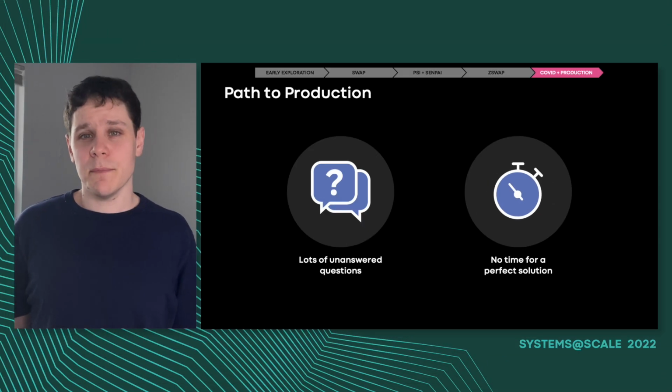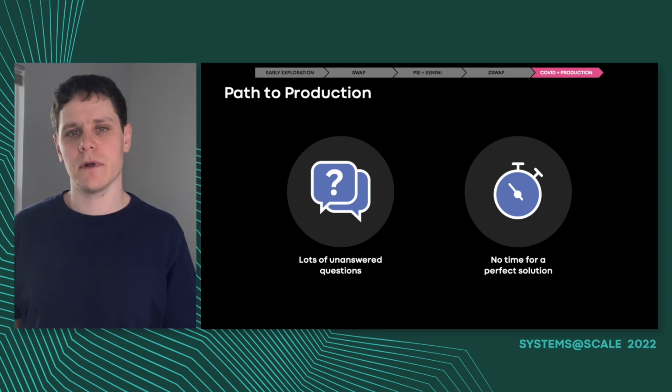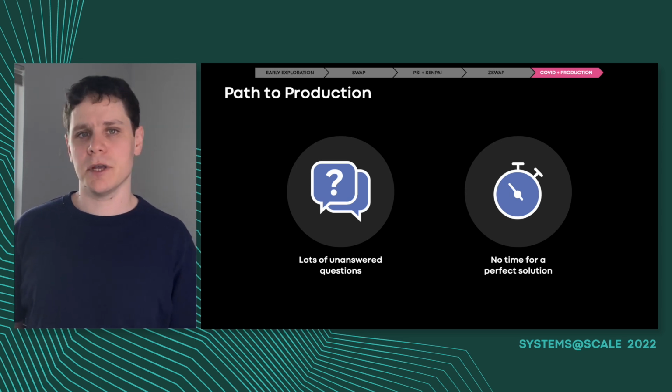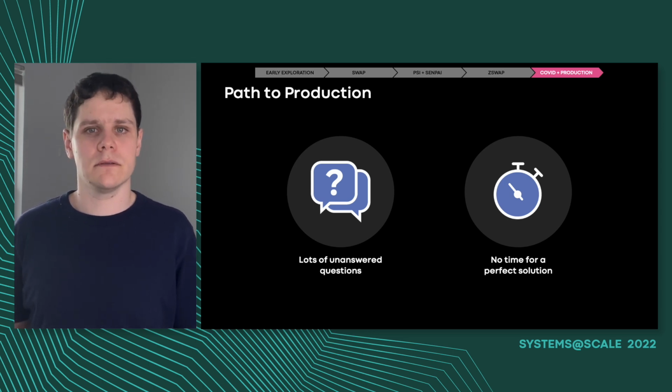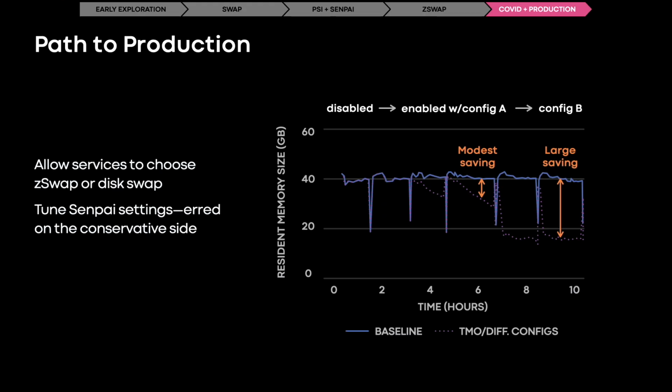Similarly, Senpai had a lot of different configuration knobs. There's the periodicity with which it reclaims memory, but there's also the pressure thresholds that you can configure, which may work better for some applications than for others. But instead of waiting for the perfect solution, we just tried to ship what we had and figure out ways to get immediate solutions. So the first thing we did was we just worked with some of the biggest services that we had and allowed them to choose, does ZSwap work better or does disk swap work better?